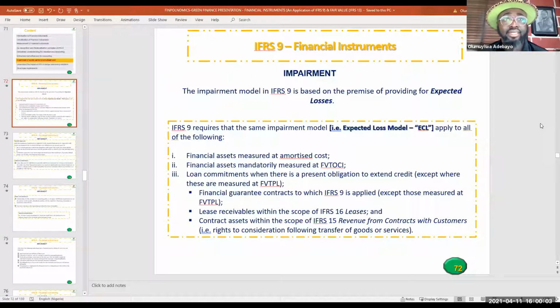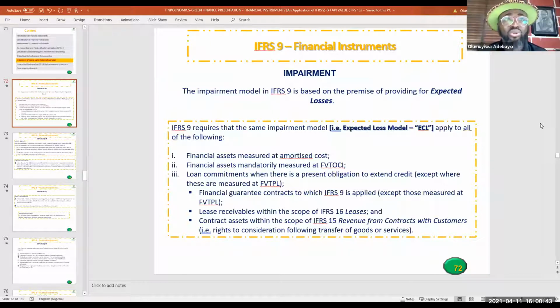Okay, but what really differentiates the incurred loss model from the expected loss model? I think I've explained that, but what differentiates them is very simple. Incurred loss means that you don't anticipate what the loss will be until there are loss events that trigger your assessment. But this one is saying that immediately you have any financial assets, especially those carried at amortized cost, from day one, you are already making allowance for credit losses. That's why we said it is forward-looking.